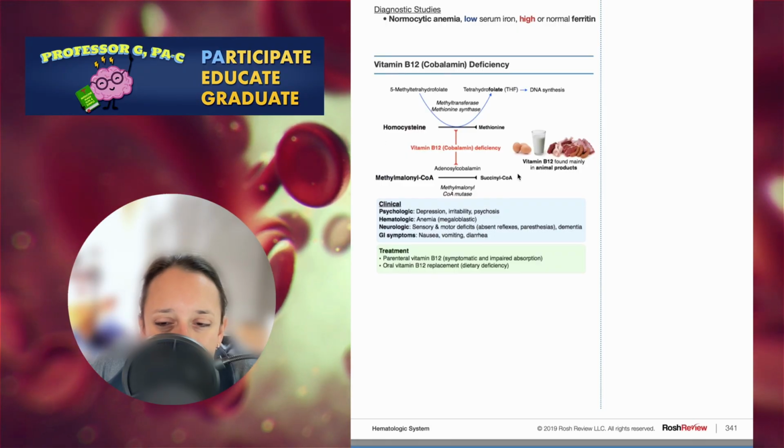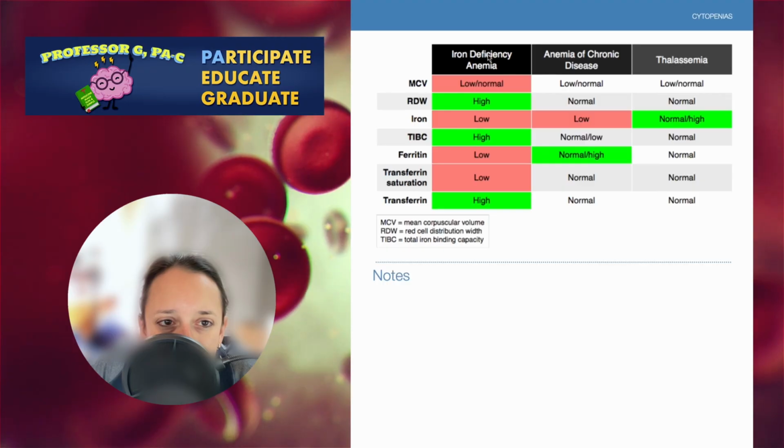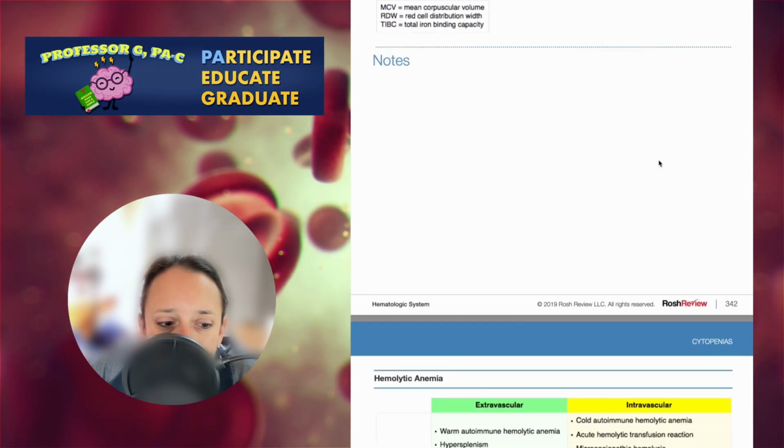All right, we already talked about B12. And then here is just kind of side-by-side iron deficiency anemia versus anemia of chronic disease versus thalassemia.